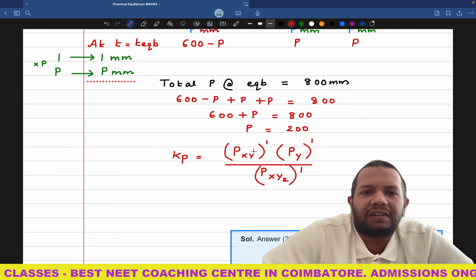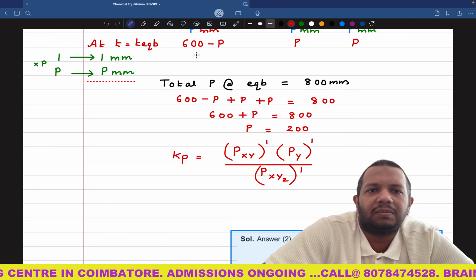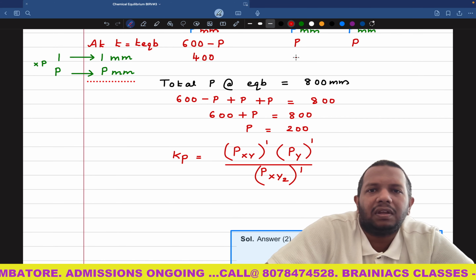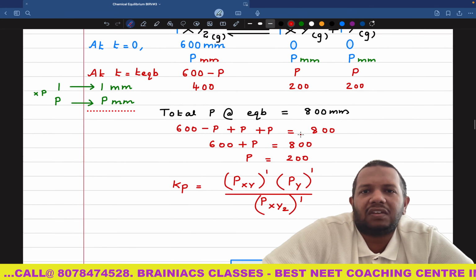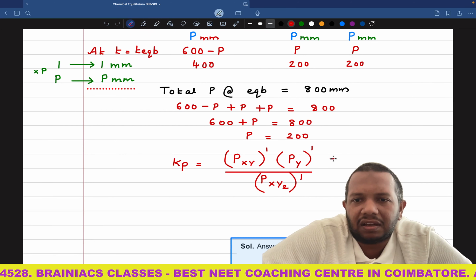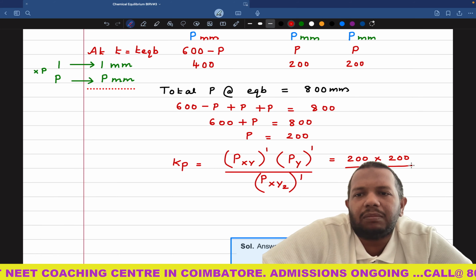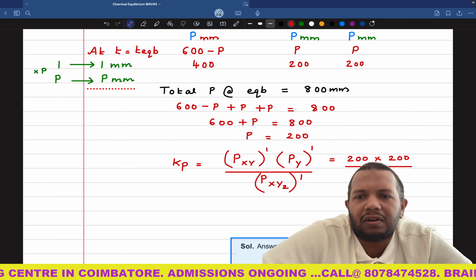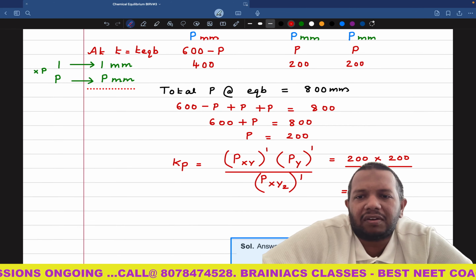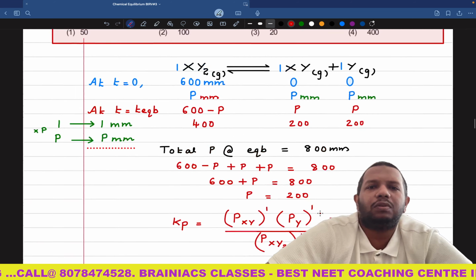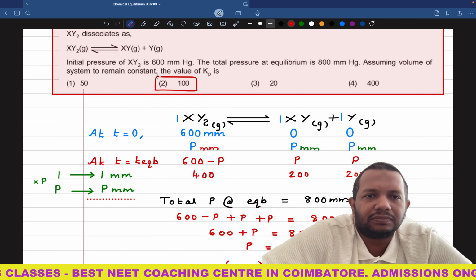Tell me, sir, the pressure of XY at equilibrium is 600 minus P. 600 minus 200 is how much? It would become 400. This is 200 and this is also 200. So XY is 200. I can write it here: 200 into Y, which is also 200, divided by the pressure of XY2, that is 400. So you can cut it, this will become 2, so the value would become 100. Correct? The value would become 100 and we have option 2 as the correct answer.